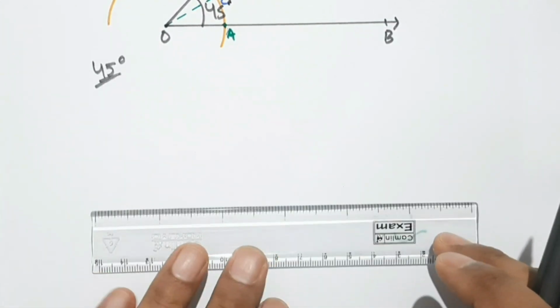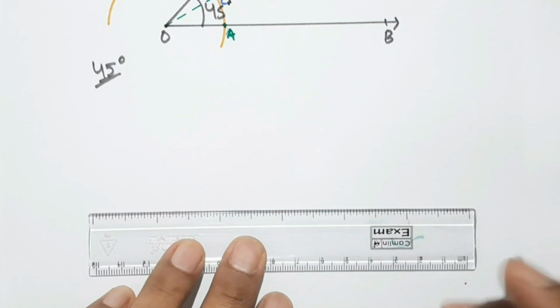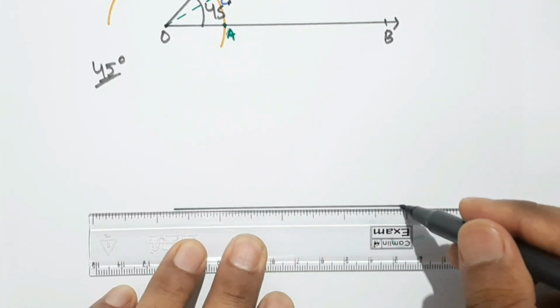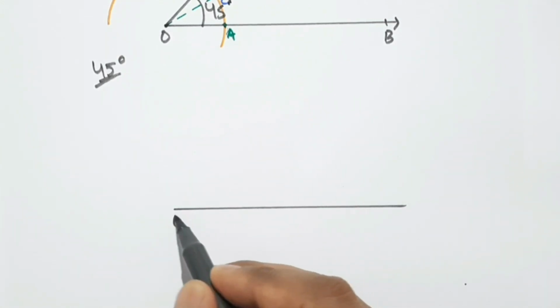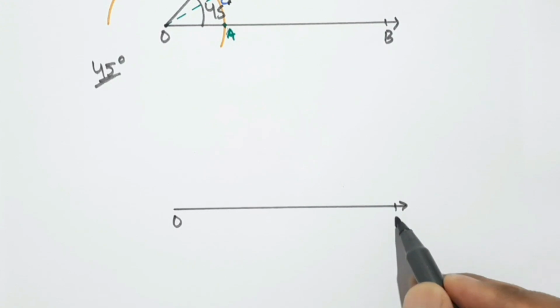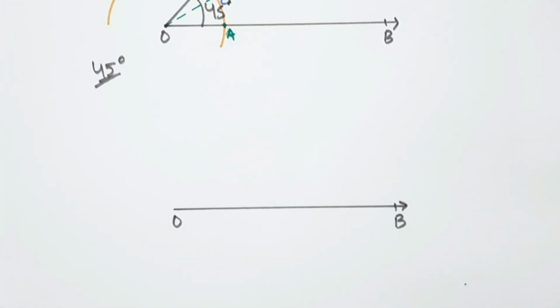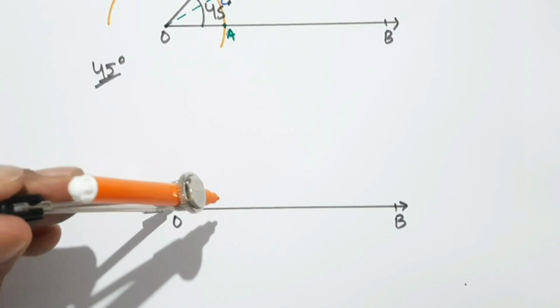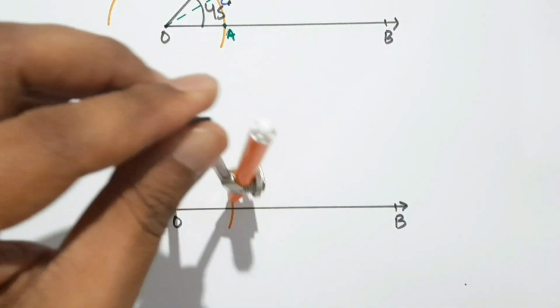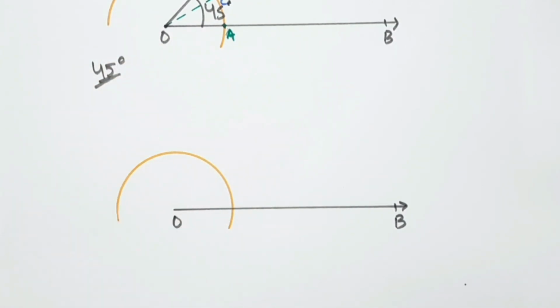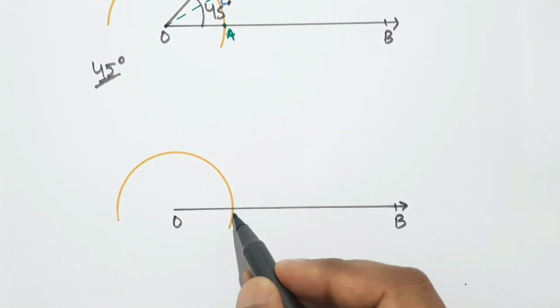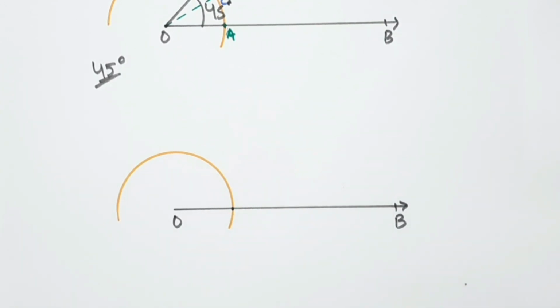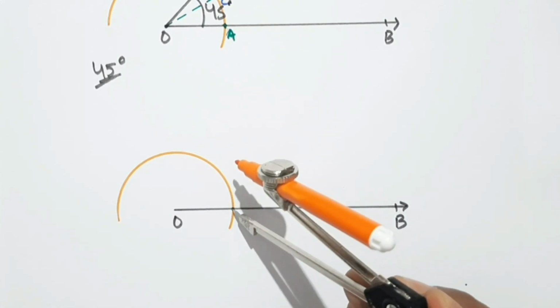First, we are going to draw a base of the angle. I'll name this base as OB. The first step is always the same: taking O as a center, we are going to make a semicircular arc. Now, taking this point as a center, this time we are first going to construct a 90-degree angle instead of 30-degree.